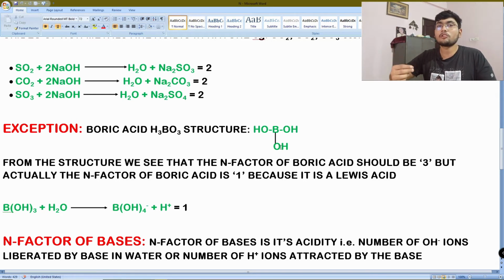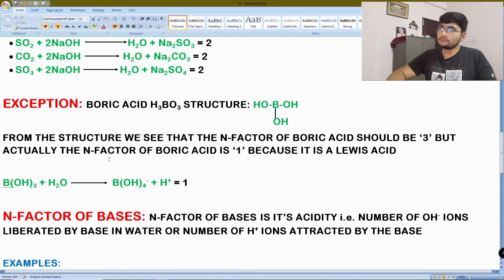Alright, but this is not the case because boric acid is a Lewis acid. That means it is a lone pair acceptor. Whenever you dissolve boric acid in water, see my cursor, this is basically the reaction of boric acid. So when you react boric acid with water, what will happen?